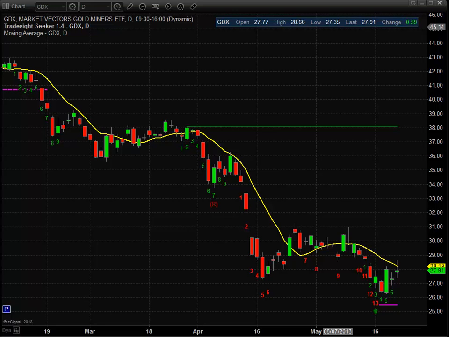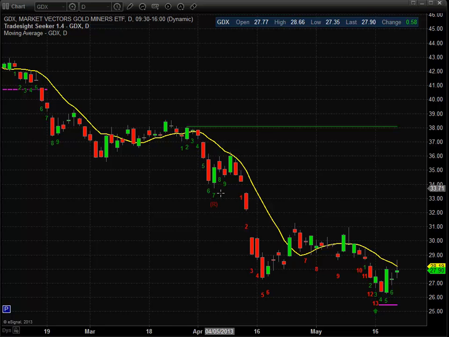So I wanted to take a look at the current construction of the GDX. The GDX is a widely traded ETF that represents an aggregate of the precious metal miners. And we've just recently punched down to new lows, but something very interesting is happening here. We were attempting to break down to new lows, we're also getting a seeker exhaustion warning here. So we have our 1 through 9 setup phase and then our 1 through 13 countdown phase.